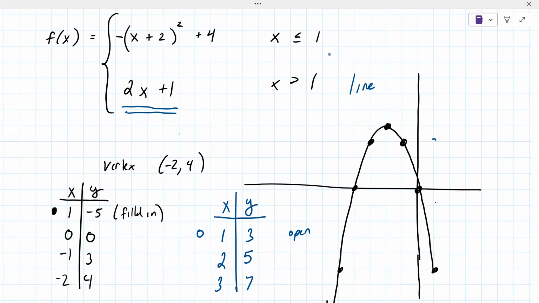All right, so 1, 3, open circle. Very important. That one has an open circle. 2, 5, 3, 7. And then you connect the open circle, go that direction.